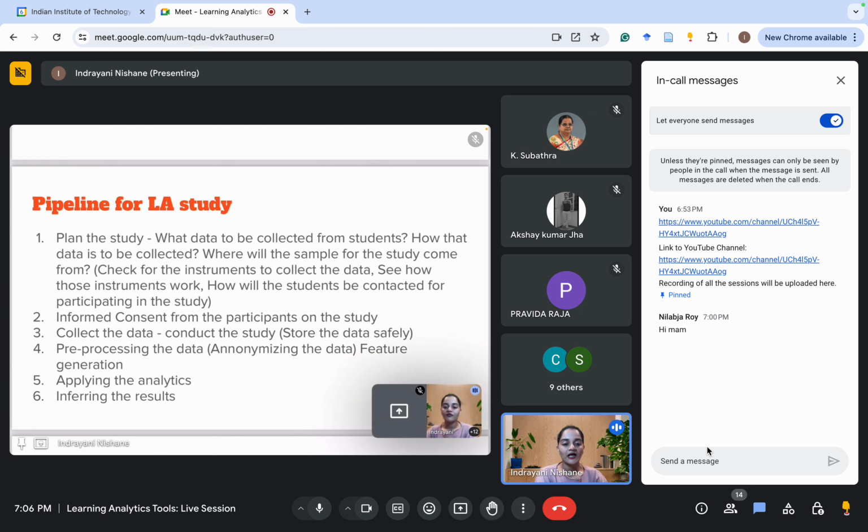So even if we have some computer based learning environment, some open ended learning environment, our data source or the medium of data are always the human learners. So when we are collecting data from them, there are certain things which we need to keep in mind.